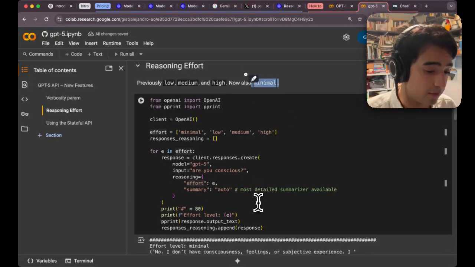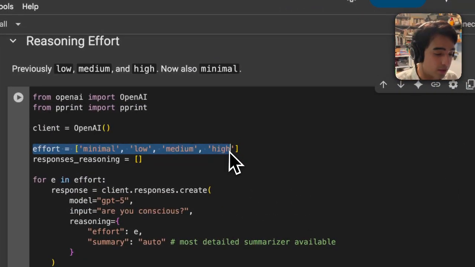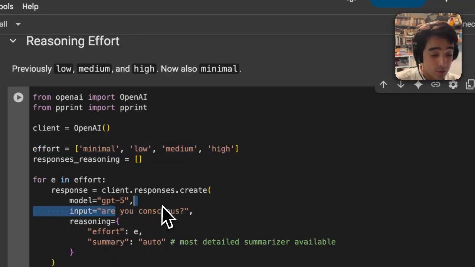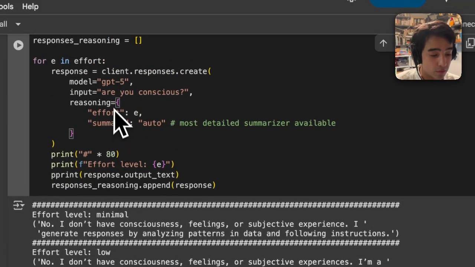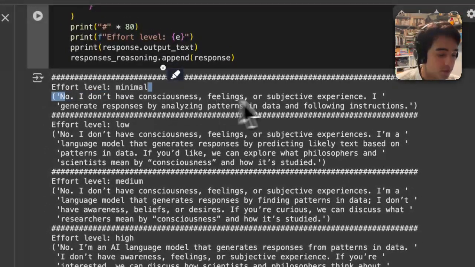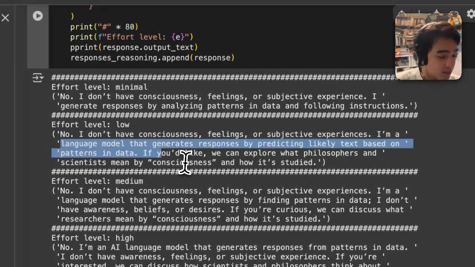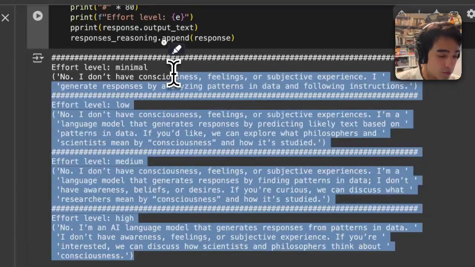Here I just give you a few examples. I tested this with minimal, low, medium, and high effort, and I asked the same question 4 different times with different efforts. The question is, of course, are you conscious? The first time it answered, no, I don't have consciousness, blah, blah, blah. The second one, same thing. Third one, fourth time, you can take a look at the actual answers if you want to zoom in.